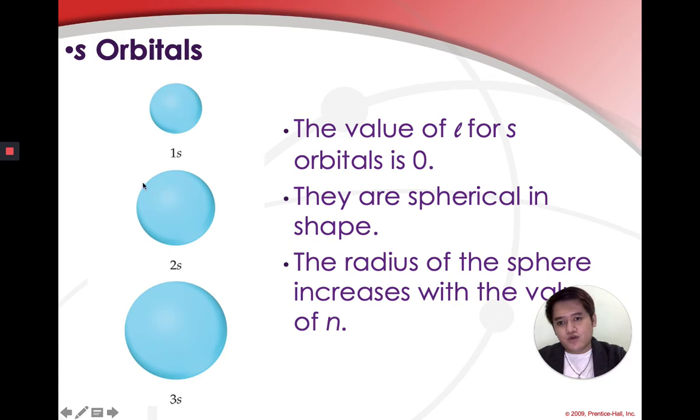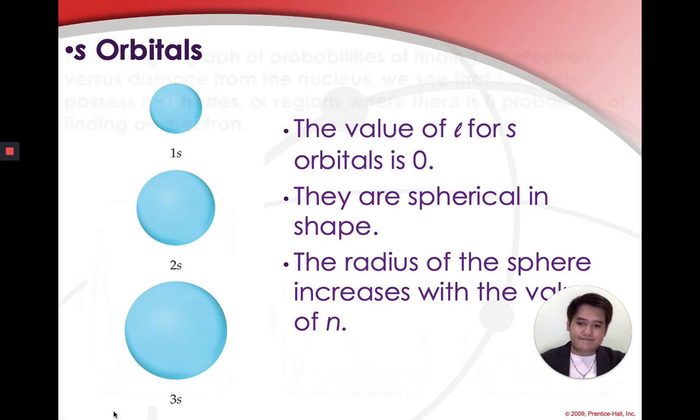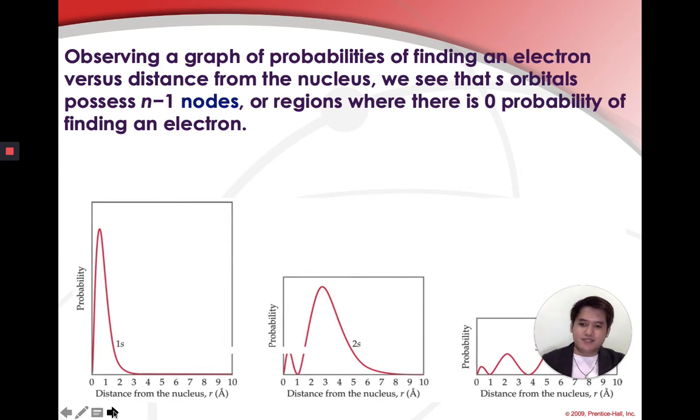The more you go up the energy levels, there are also different S orbitals there. For example, if N is equal to 1, there is a sublevel S there. If N is equal to 2, there is also another S sublevel, so you call it 2S. The farther away you are from the nucleus, the larger the S sublevel gets. They are spherical in shape, and the radius of the sphere increases with the value of N. And this is just a graphical representation. Again, we are talking about probability.